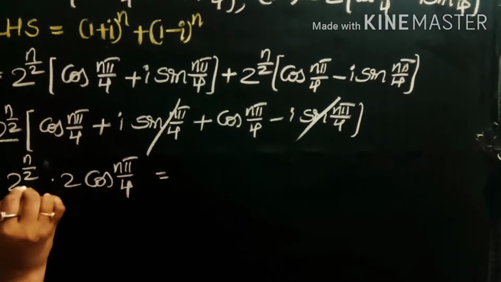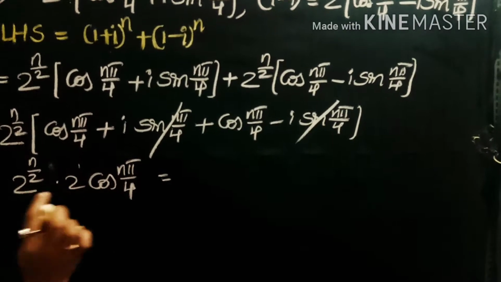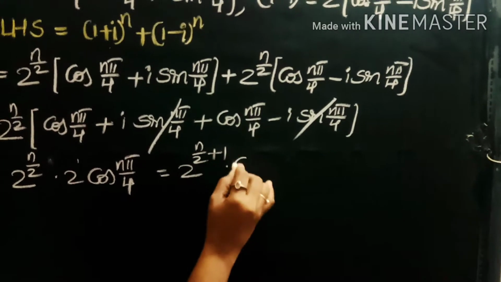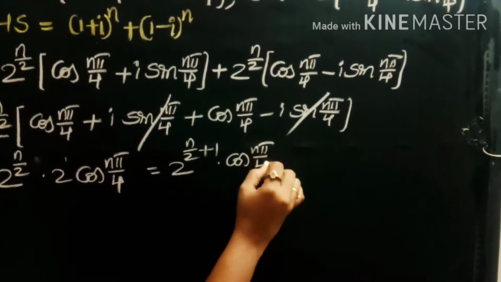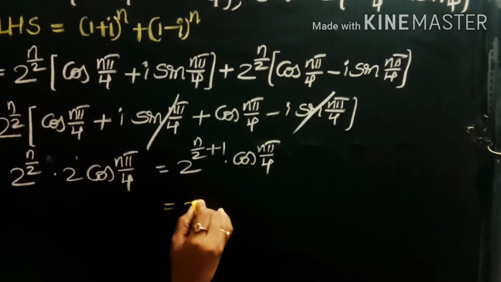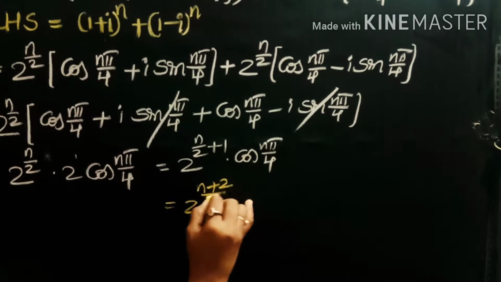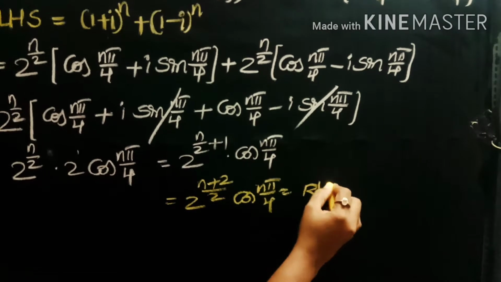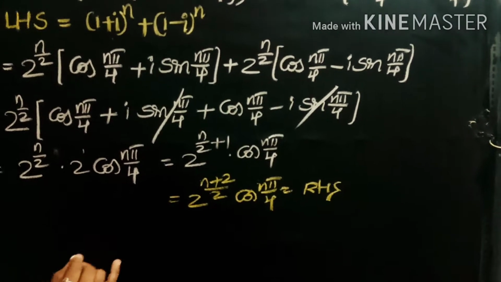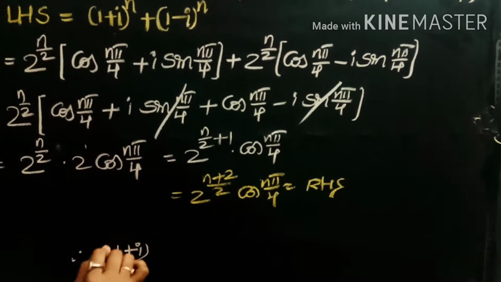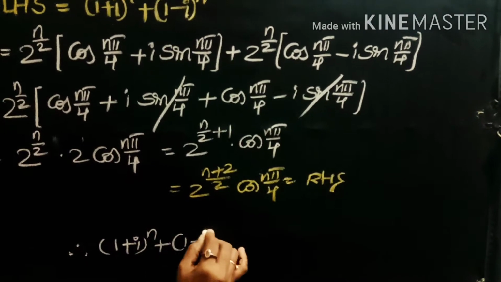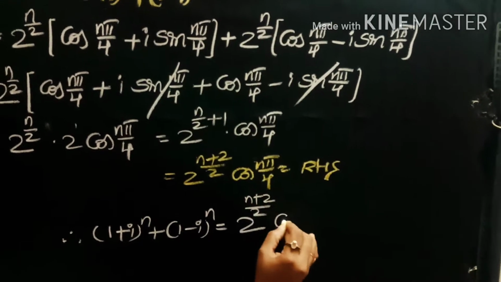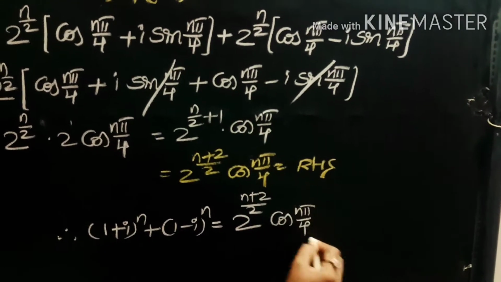And this equals 2^(n/2) into 2^1; bases being equal, powers must be added, 2^(n/2 + 1) into cos nπ/4. Now taking LCM here, this equals 2^((n+2)/2) into cos nπ/4, which equals RHS. Therefore (1 + i)^n + (1 − i)^n equals 2^((n+2)/2) into cos nπ/4. That's a very important essay question.